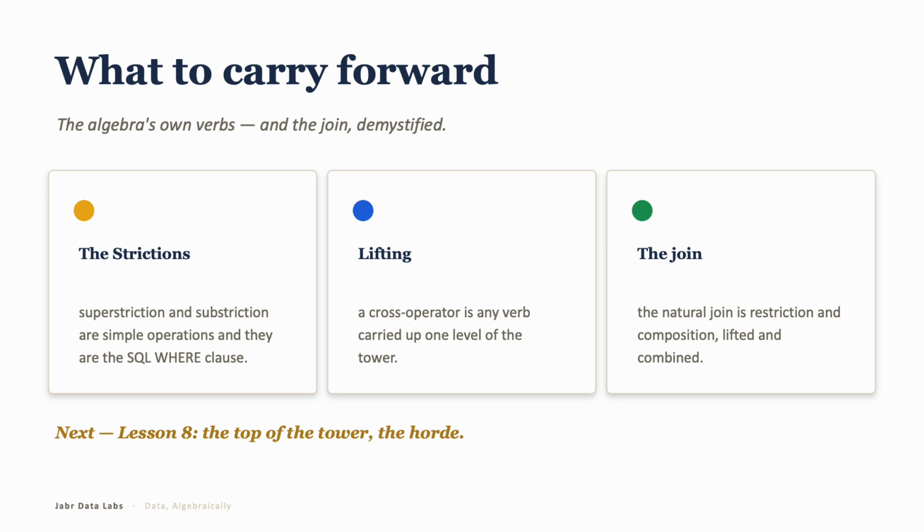So, to summarize, restriction, superstriction, and substriction is the where clause made exact. Keep what matches. Lifting turns any relation level verb into a clan level one by applying it to every pair, and we mark it with a broken circle. And the join, that intimidating cornerstone of SQL, is simply restriction and composition, lifted and combined, no magic required. Next time we climb the final rung of the tower and gather clans themselves. In Lesson 8, The Horde.